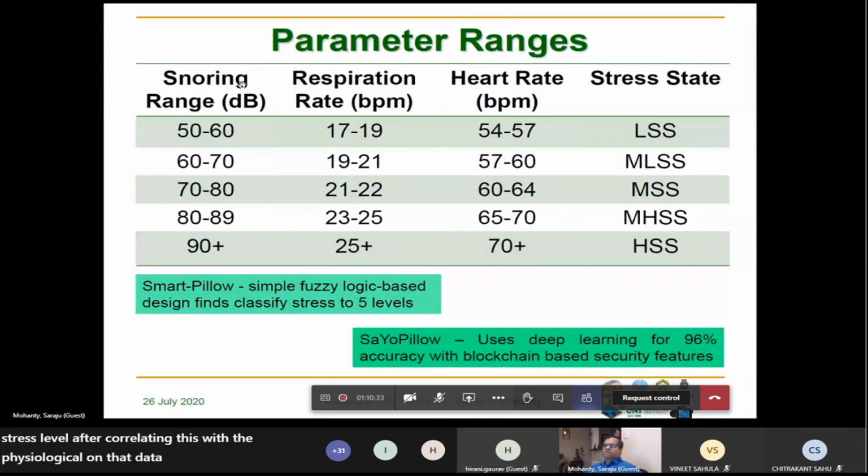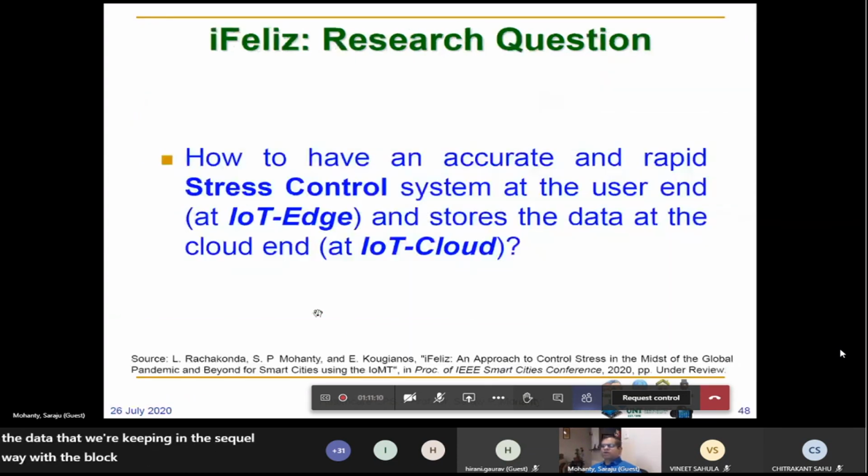So specifically, snoring range, respiration rate, heart rate, all these we are able to model and then come up with certain numbers. Based on that, we are able to declare whether low stress, medium stress, and so on. So we model smart pillow as one device with a certain physiological approach, and we are able to accurately classify 5 levels of stress. And that evolved to, as I was mentioning, a machine learning model approach, and with 96% accuracy, we are able to declare the stress level. And at the same time, we keep the data in a secure way with the blockchain that we may discuss later on.